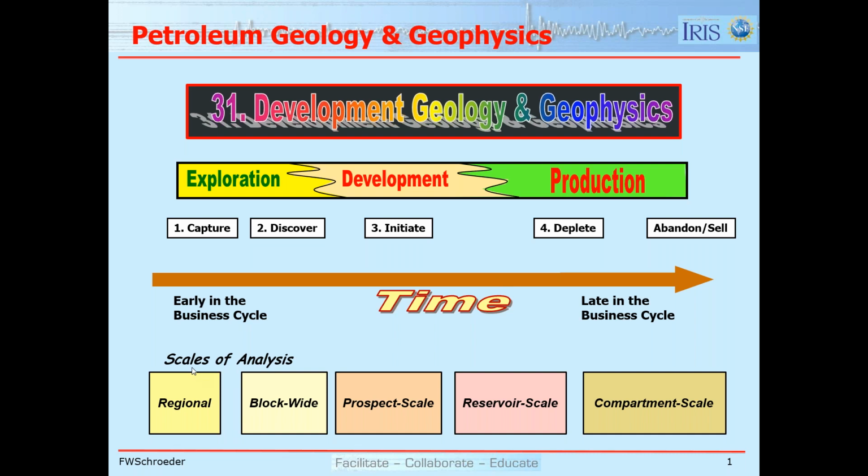And on the bottom, I indicate the scale of analysis. Early on, when we're trying to figure out where we might want to be exploring and working towards developing fields, we're more at a regional scale. We transition into a block-wide scale, then a prospect level, then the reservoir scale, and in production, we could get down into individual field compartments, the different units that would flow the hydrocarbons.